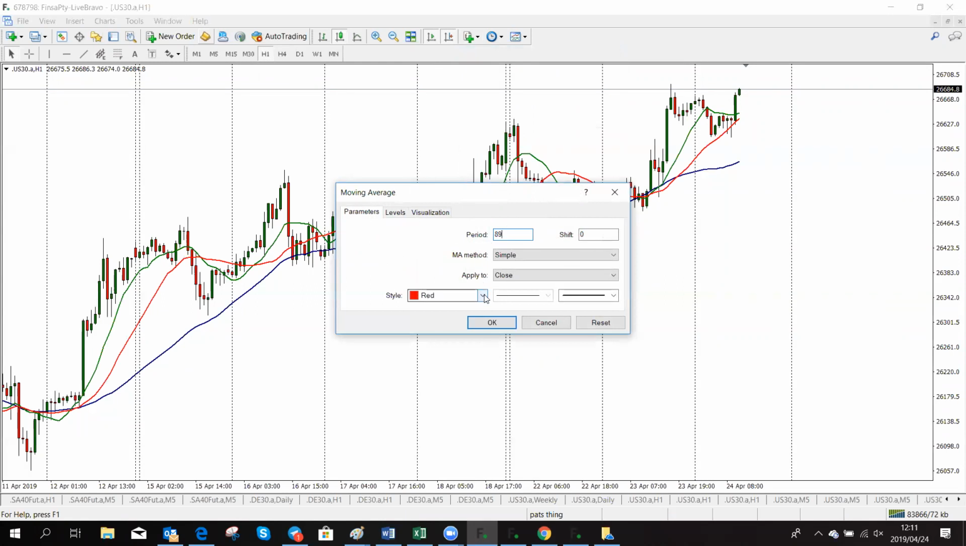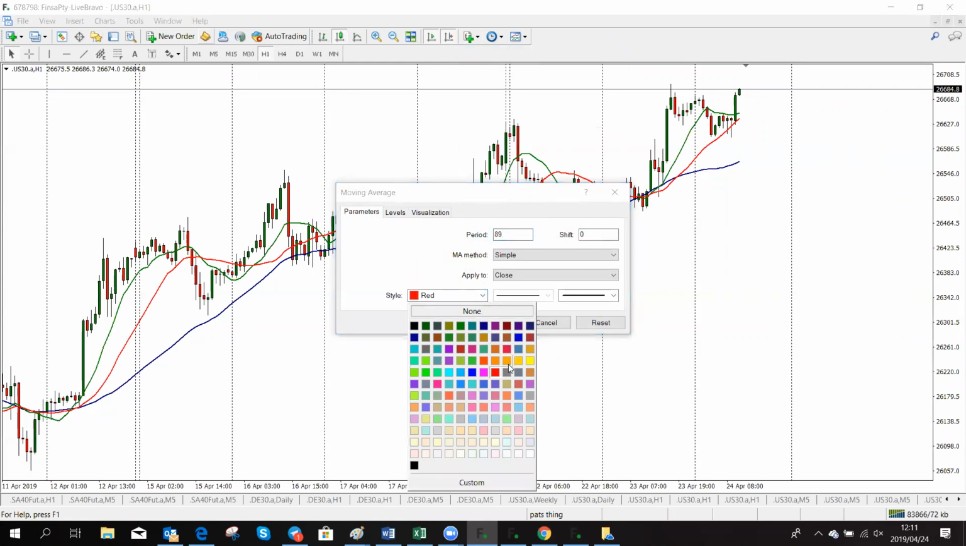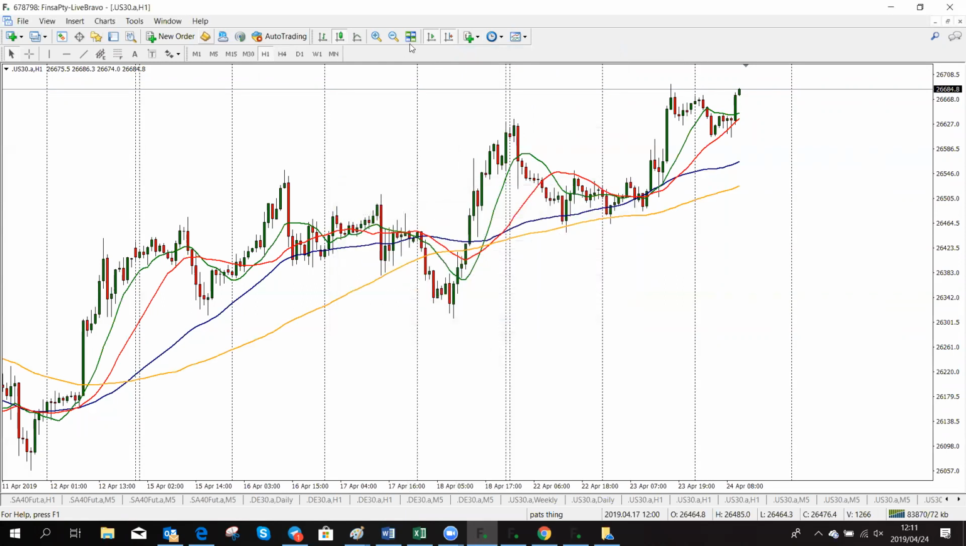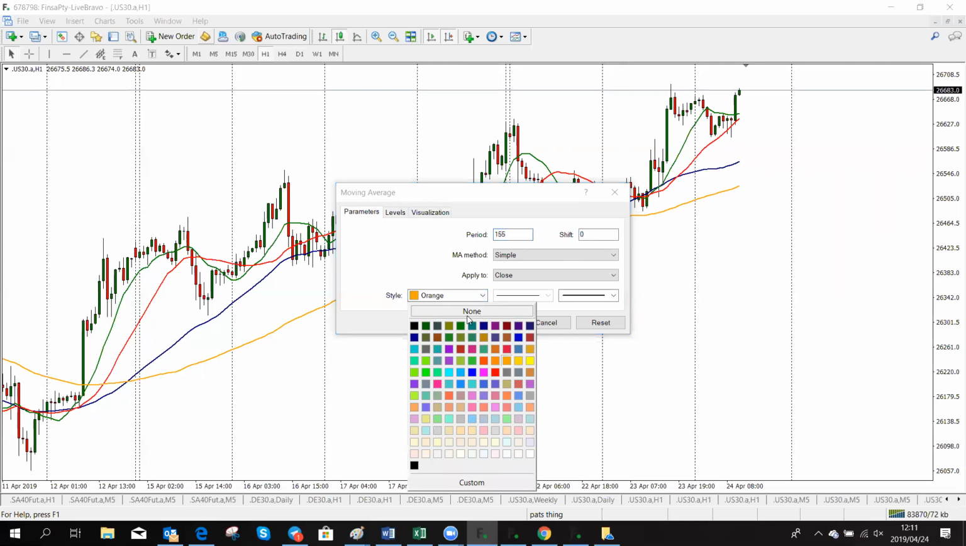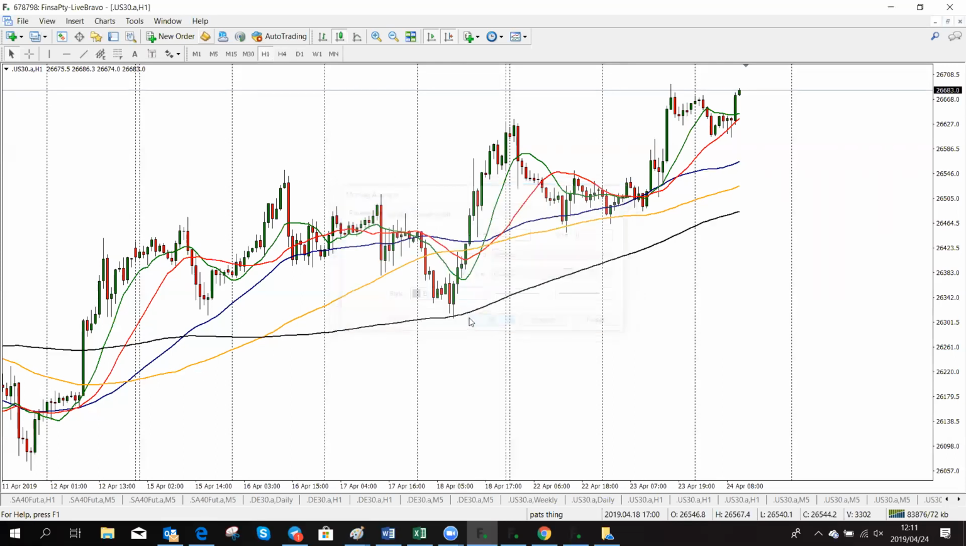89 is going to be orange. And then the final one is the 155. Okay, here we have it. And there's going to be some important things that come through here.